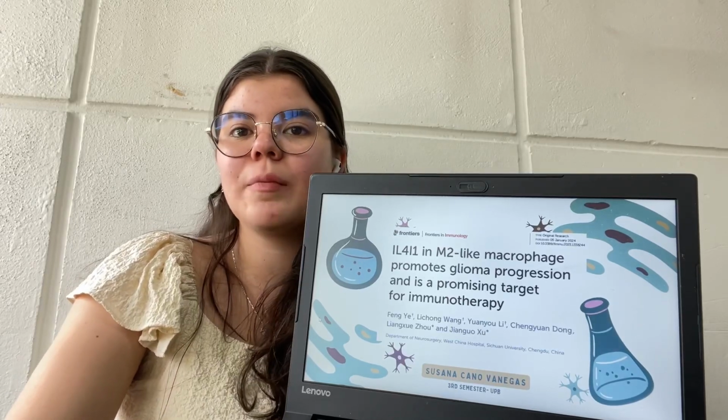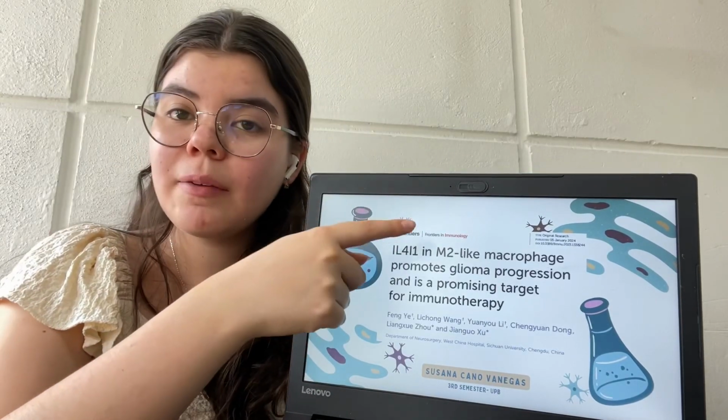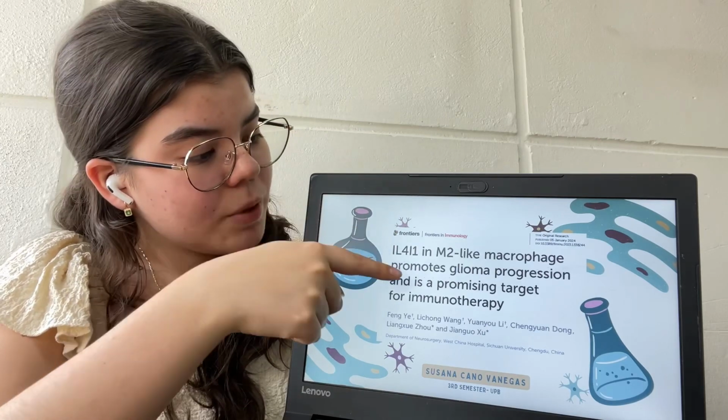Hi, my name is Susana Cano, and today I'm going to speak about this article called "Interleukin 4 induced 1 in M2-like macrophages promotes glioma progression and is a promising target for immunotherapy."